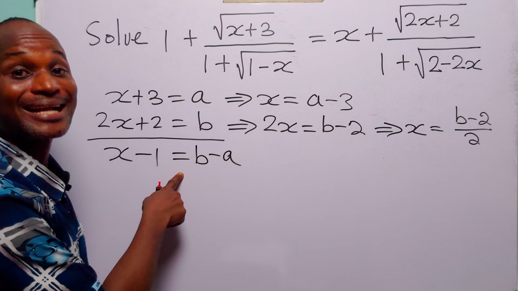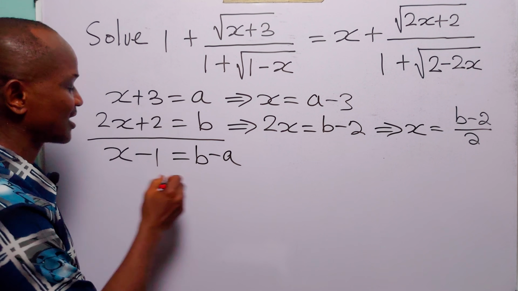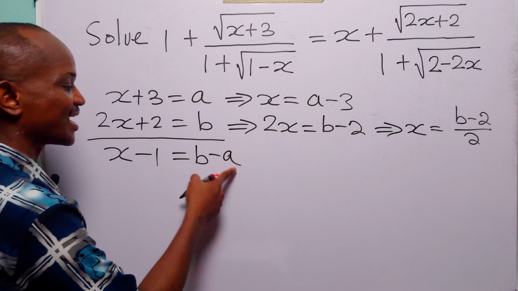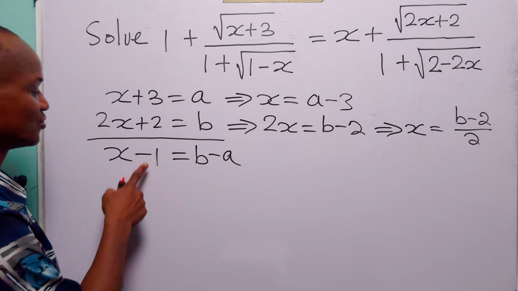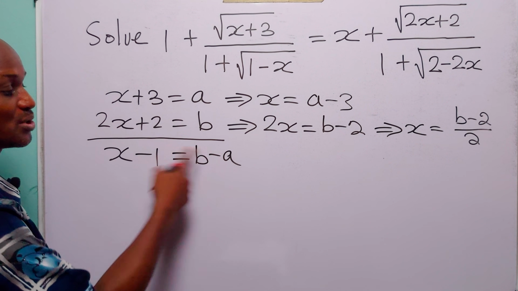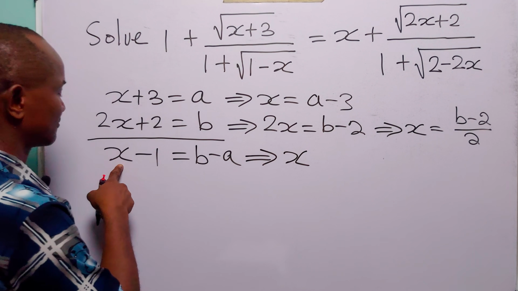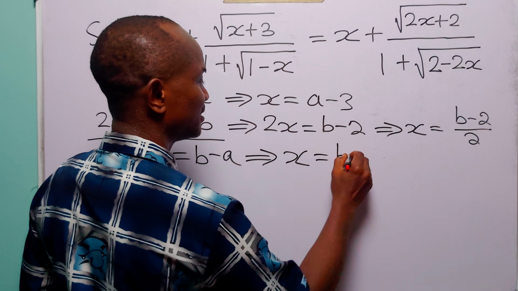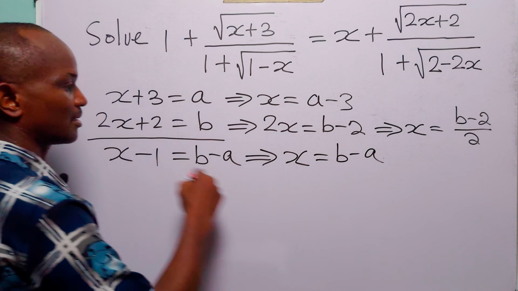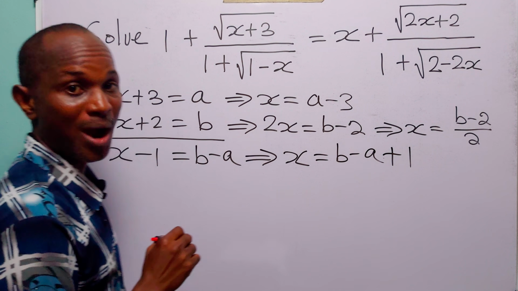Now, we can also get an expression for x from here in terms of a and b. All we need to do is to add 1 to both sides of this equation. When we do that, we have that x is equal to b minus a plus 1.